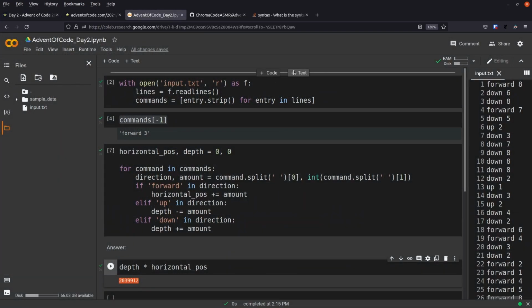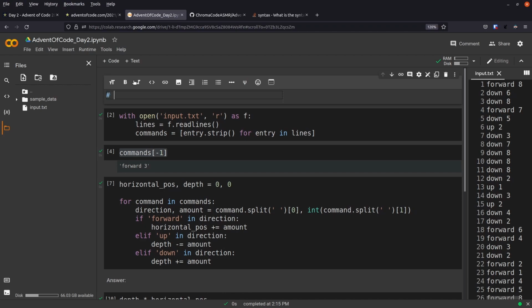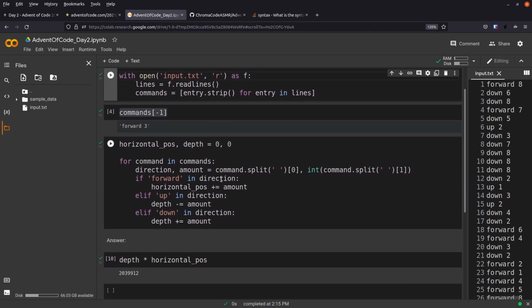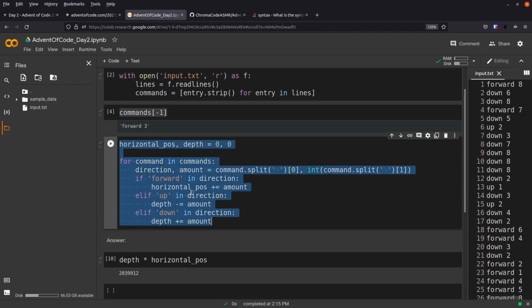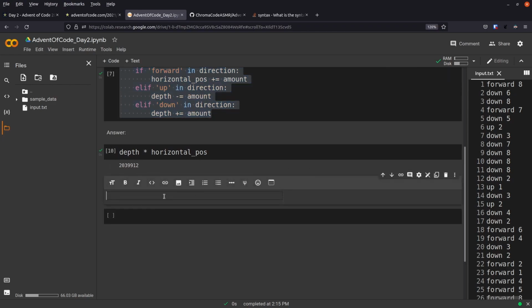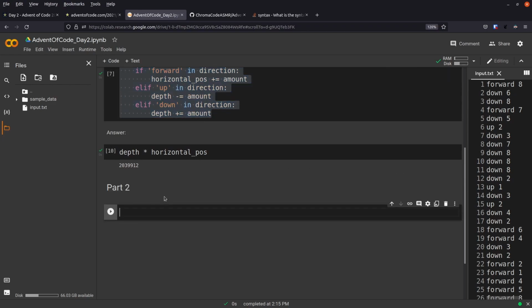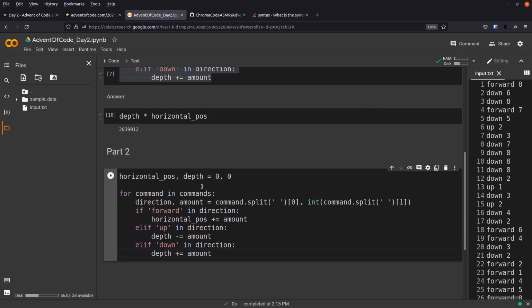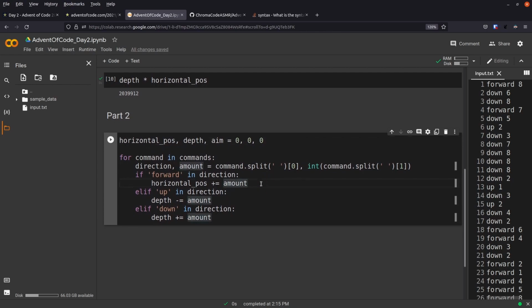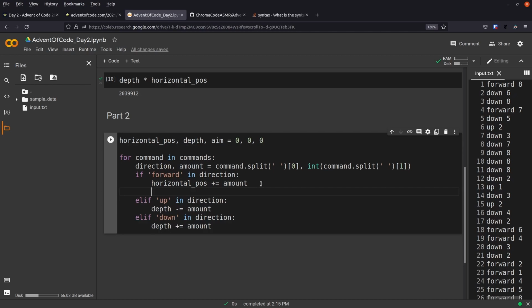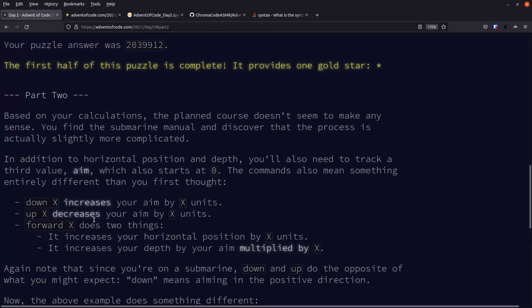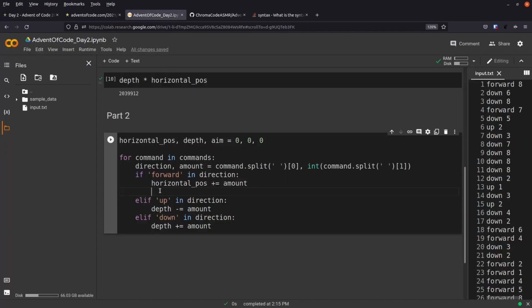Right, let's go back. So this here was part one, and now we will take all of this, and then here we will do part two. Paste the above, and now we need an additional value, aim, which will be zero. And now, in forward, we also increase the depth by aim times the amount.